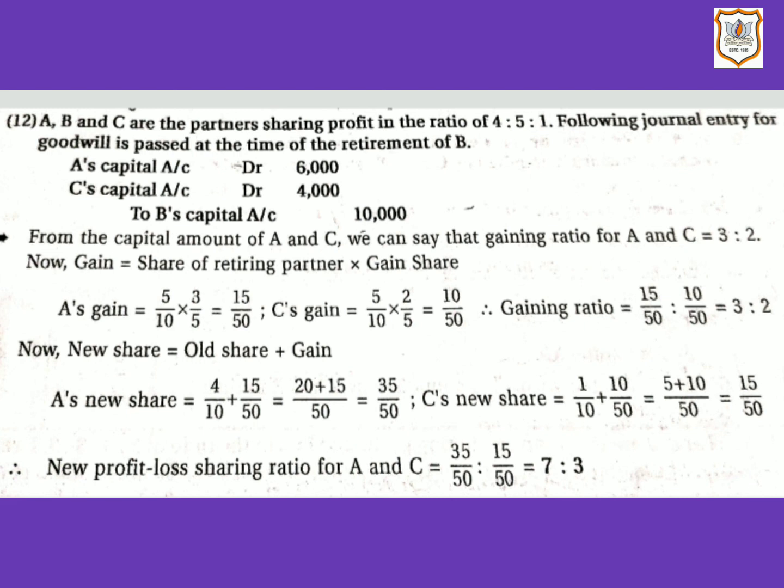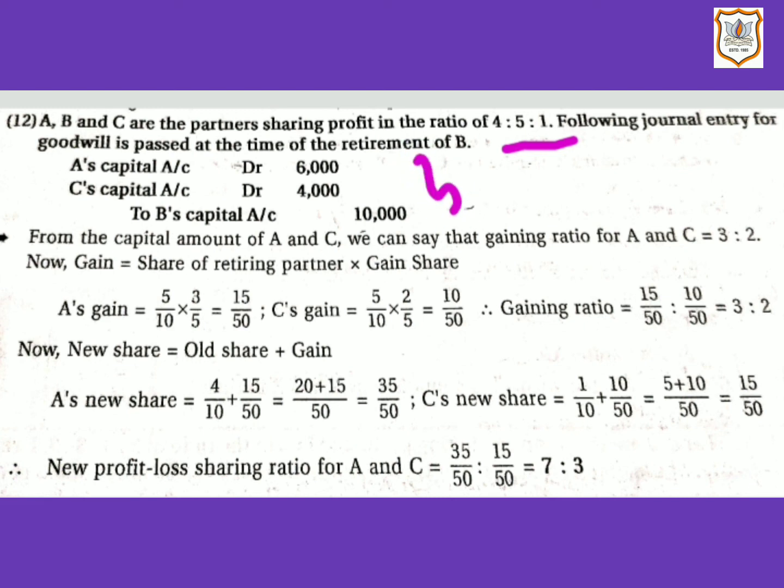Journal entry is A's capital account debit 6,000, C's capital account debit 4,000, to B's capital account 10,000. So here in this question, we are given the old ratio, that is 4:5:1, and we are not given the gaining ratio. Instead of that, we are given a journal entry. So how are we going to find out the gaining ratio? We are going to find it out with the help of this journal entry.